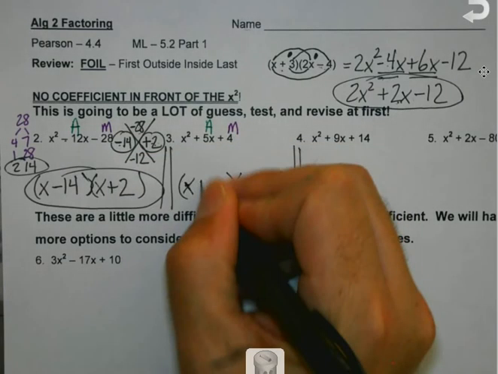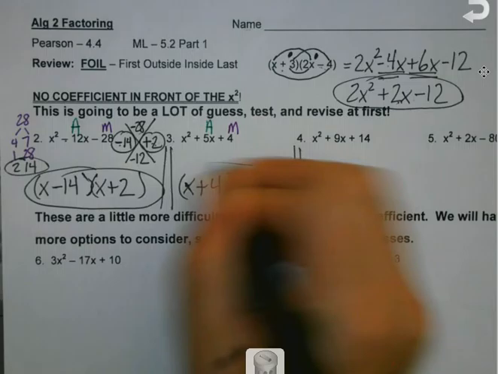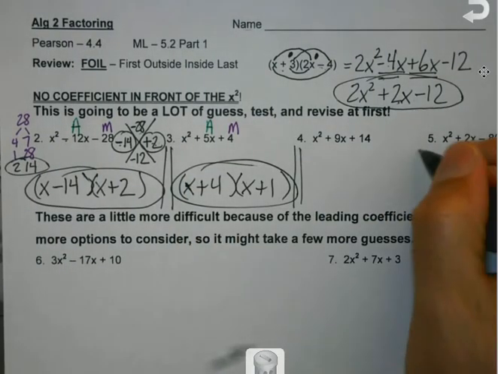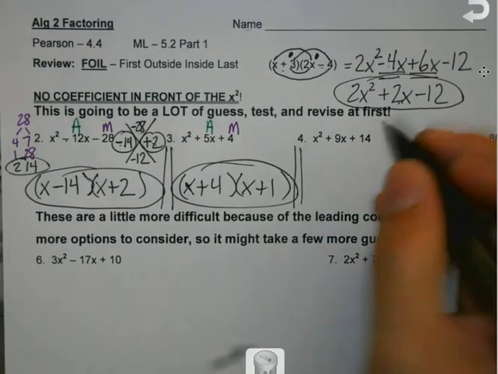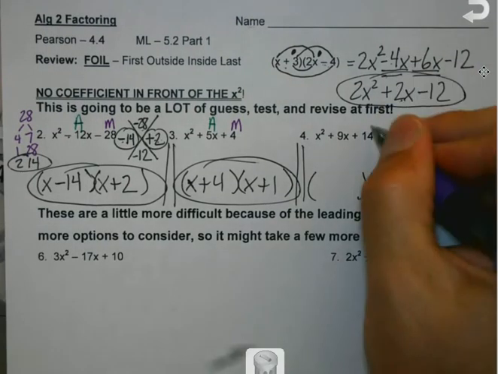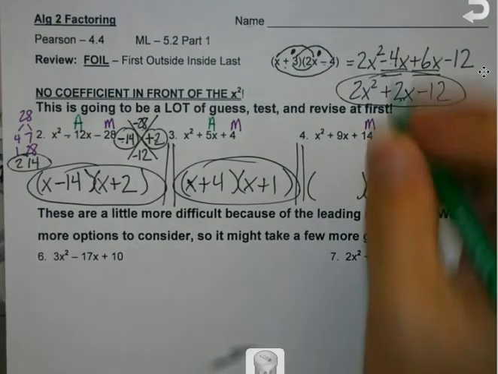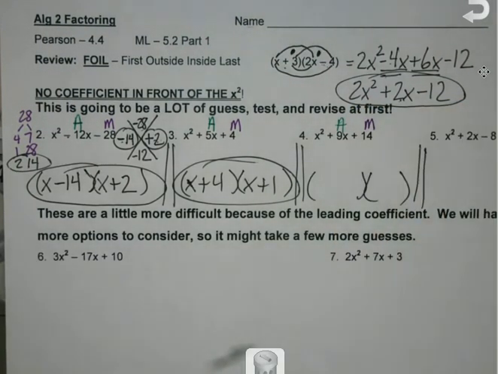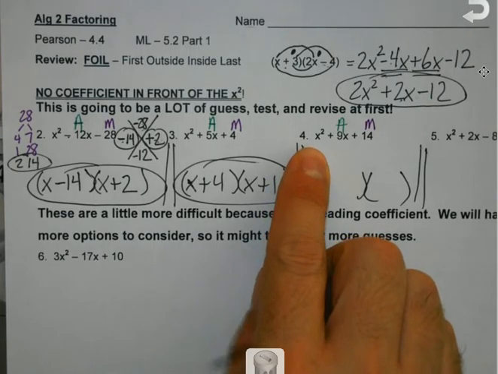Four and 1. Done, just like that. Don't even have to worry about it. And honestly, I think we could probably do that again on this next one. Always multiply to get the number on the end, add to get the number in the middle when there's no number in front of x squared.